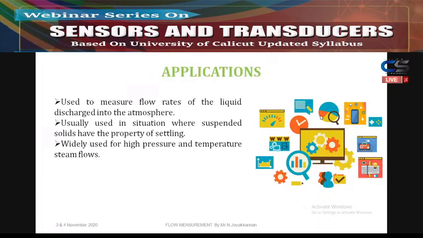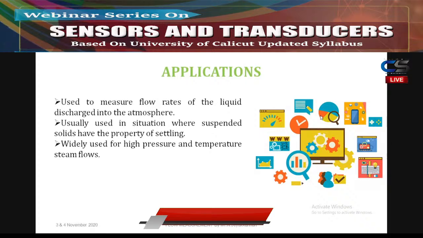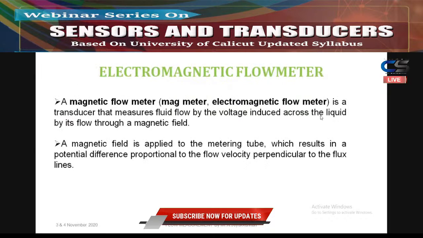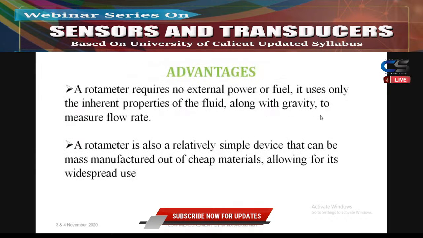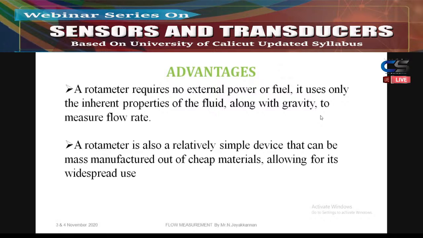The rotameter also has the same application: it is used to measure the flow rates of liquids discharged into the atmosphere, and usually in situations where the solids have the property of settling, all the flow meters come into the same thing. And the rotameter requires no external power. In the venturimeter or orifice meter we require an external power supply, but the rotameter works on a physical property. The physical property means it works automatically with no external power. Based on the movement of water from bottom to top, the float will go automatically.